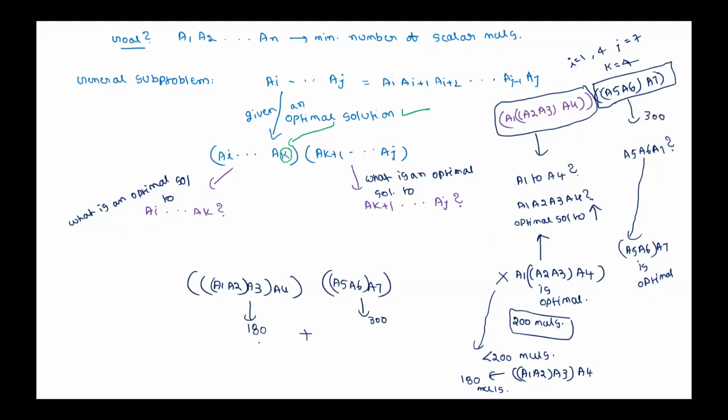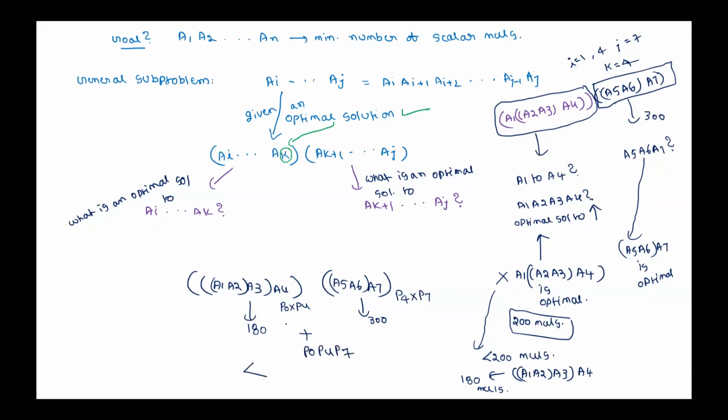Plus, after this, how many multiplications do we require to find the product of these two? What is the order of this? P0, P4 and P4, P7. So it is P0, P4, P7. This is the total number of multiplications. Is that correct? Now, what is the total number of multiplications?